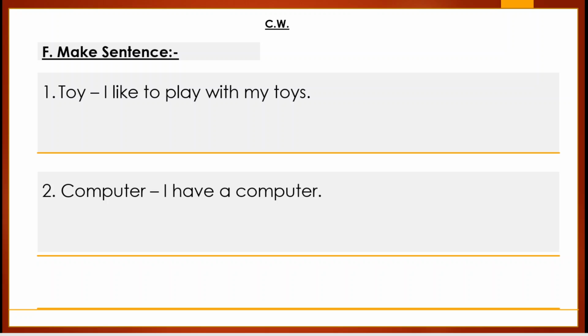So, any sentence you can make like this, but make sure that the word computer should be there, okay? So, after writing down both the sentences from both the words, that is toy and computer, you are going to draw a line, okay? So, please draw a line after completing the work.